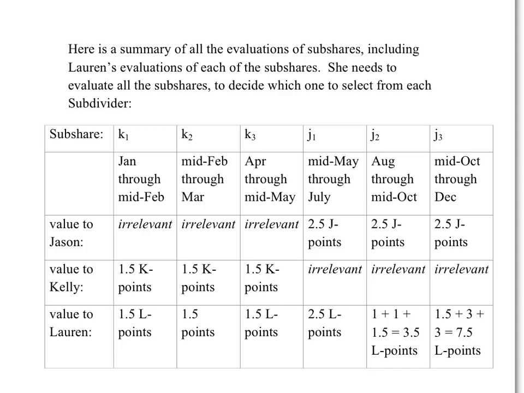I also wanted to point out that Lauren would certainly take J3 from Jason. She wishes she could also take J2, but she can't. This is very important. This is crucial to why the method works. She has to take only one subshare from Jason, because if she took 2, then what would that leave Jason with? That would leave him with only 1 subshare, and that's not going to be enough for him. That's not going to be enough Jason points to give him a fair share.